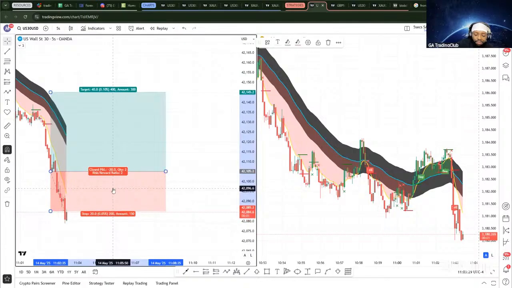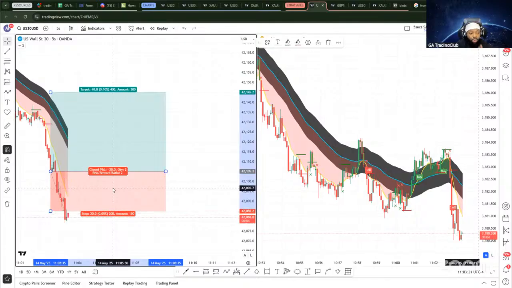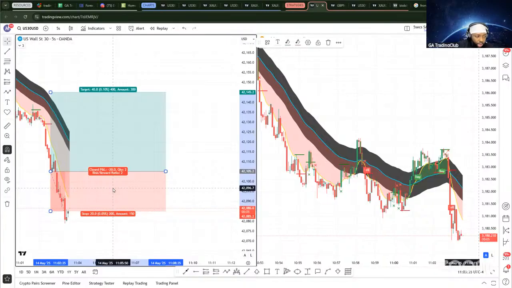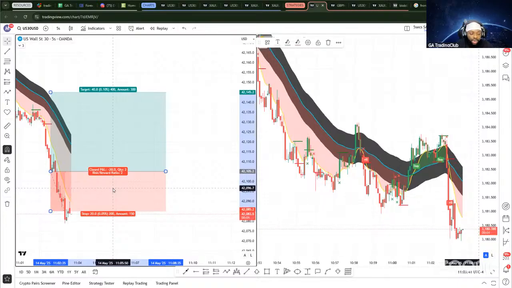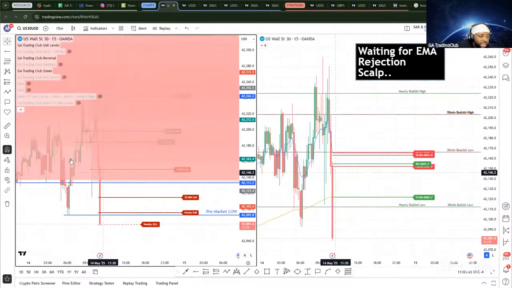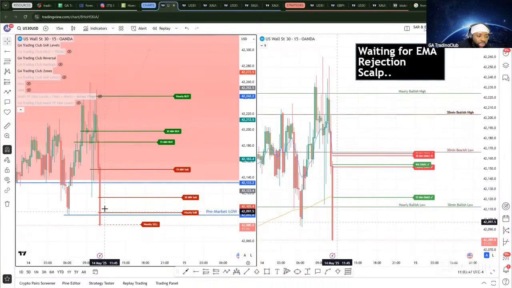You can see this one would have lost. This is an example of how the 10-point would have lost, because for the 5 second, anybody who's entering on the 5 second would not be in this trade just yet. And you can see this push down has wiped out that demand.